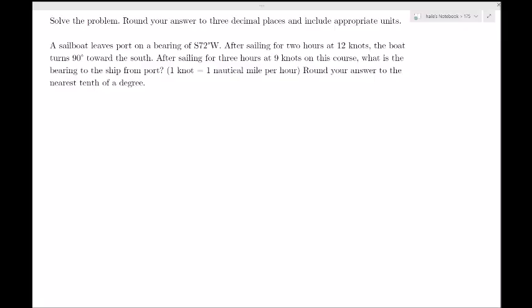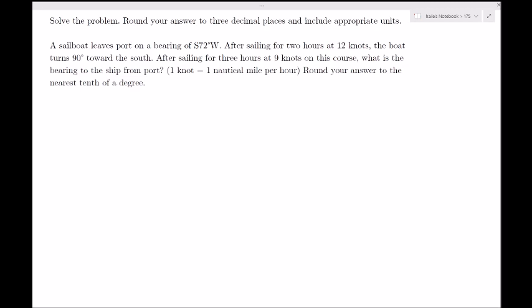So for this problem, we have a sailboat leaves port on a bearing of south 72 degrees west. After sailing for 2 hours at 12 knots, the boat turns 90 degrees toward the south. After sailing for 3 hours at 9 knots on this course, what is the bearing to the ship from port? It may be important to note that 1 knot is equal to 1 nautical mile per hour, and we want to round our answer to the nearest tenth of a degree.